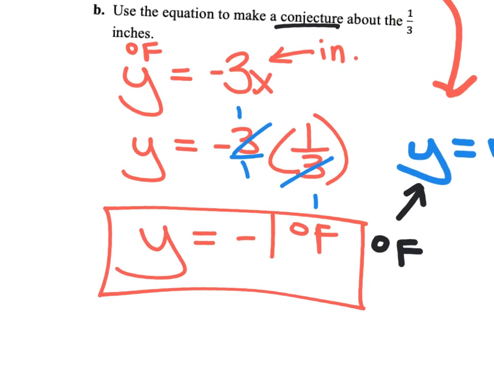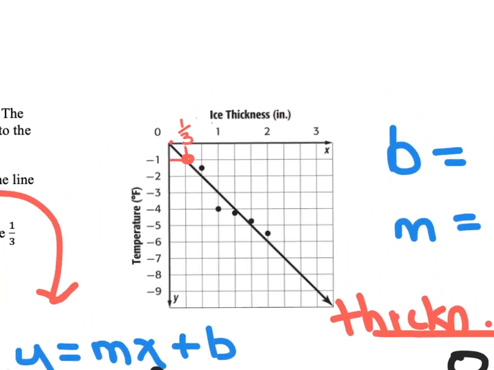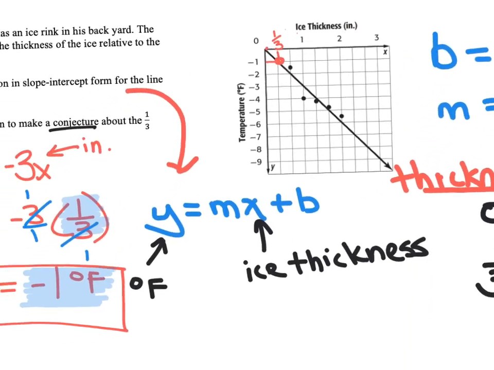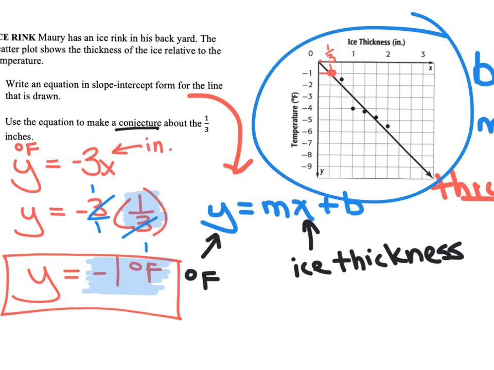So my answer, my conjecture, is that when I have 1/3 inch of ice, my temperature is -1 degrees Fahrenheit. Now, I could have confirmed this by looking at my line. However, there are times when you will not be given a trend line on a graph, where you will have to write an equation to make these predictions without looking at your graph and eyeballing it.